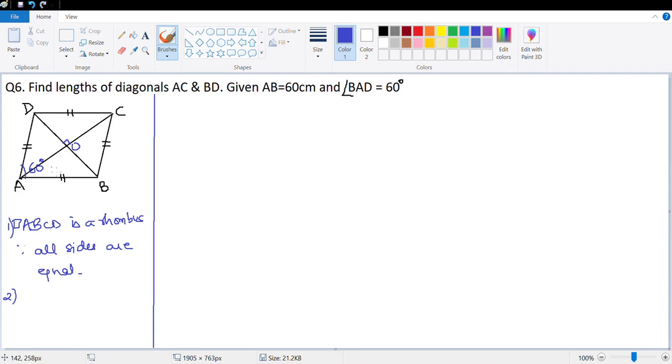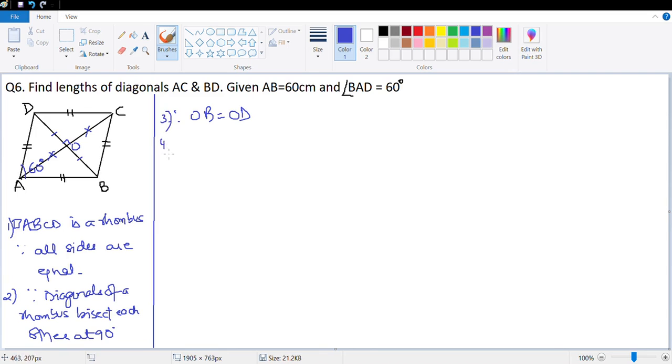What we'll have is angle O would be 90 degree, because diagonals of a rhombus bisect each other at 90 degree. Therefore OB is equal to OD and OA is equal to OC. So these two sides are equal.